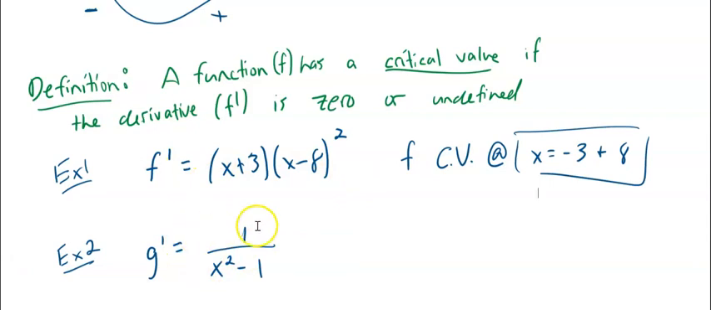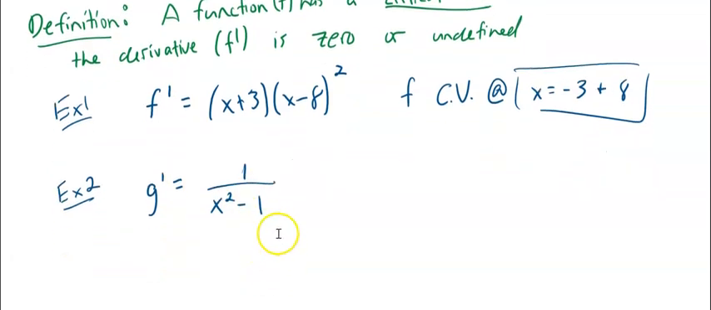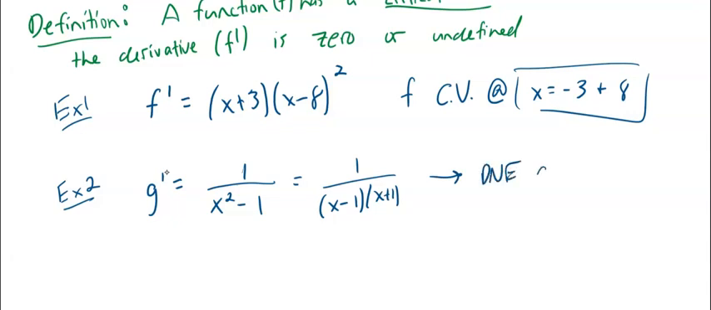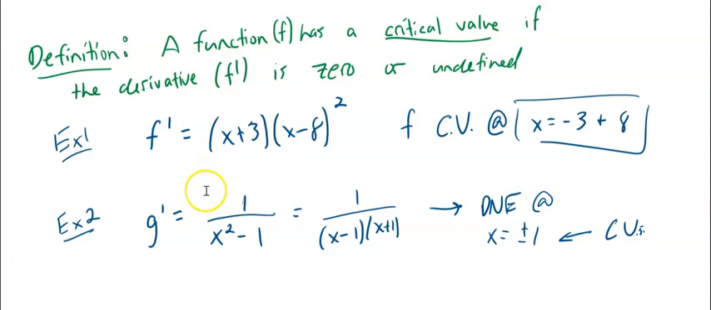All right, let's talk about g. G here is a fraction, and it's got a 1 on the top, so I can't make that fraction 0. But I can make fractions undefined by putting zeros in the denominator. So what I like to do when I have something like this is to factor the bottom, difference of two squares, to make sure that I get all the pieces, x minus 1 times x plus 1. And then you can see that it is DNE at x equals plus or minus 1. So those are the critical values of g. Having that term critical value is going to help us when we write out the first derivative test.